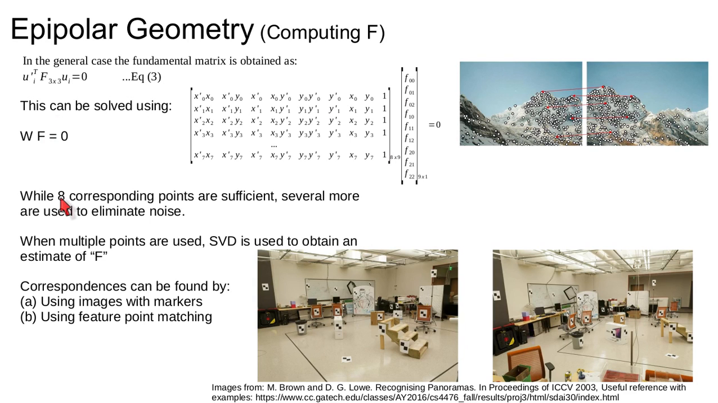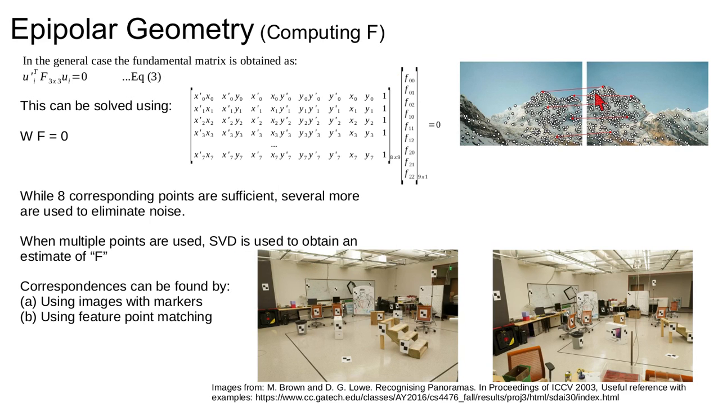You can find 8 corresponding points, but several more points can also be used in order to eliminate noise and find a much more refined value of the fundamental matrix f. When several points are used to identify the values of the fundamental matrix, singular value decomposition can be used to find a better estimate of f.